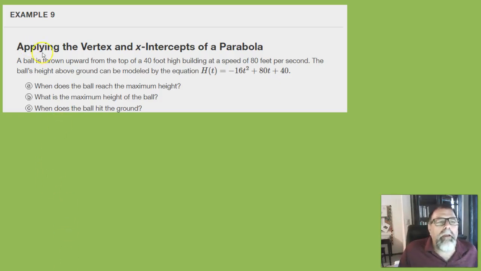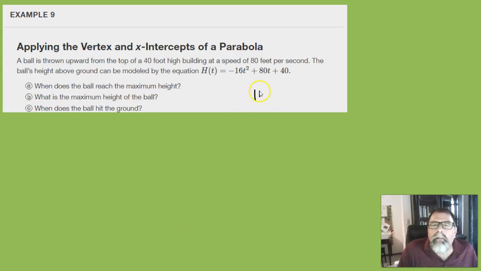Okay, on to example 9, applying the vertex and x-intercepts of a parabola. A ball is thrown upward from the top of a 40-foot building at a speed of 80 feet per second. The ball's height above ground can be modeled by this equation: h of t equals -16t squared plus 80t plus 40. A, when does the ball reach its maximum height? B, what is the maximum height of the ball? C, when does the ball hit the ground?